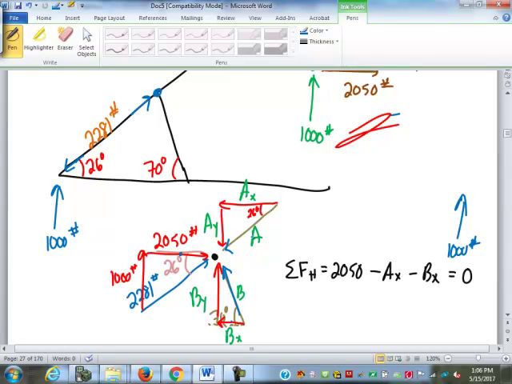AX is going to be A times the cosine of 26 degrees, right? That's cosine. So I'm going to rewrite this equation here. 2050 minus AX is going to be A times the cosine of 26 degrees. BX is going to be B times the cosine of 70 degrees. It has to add up to 0.